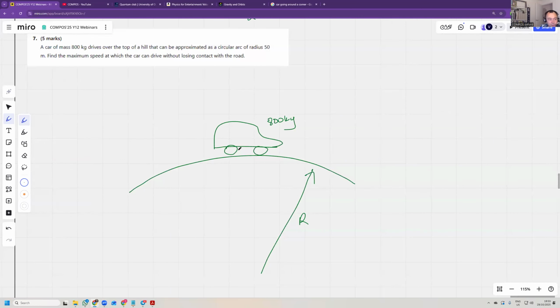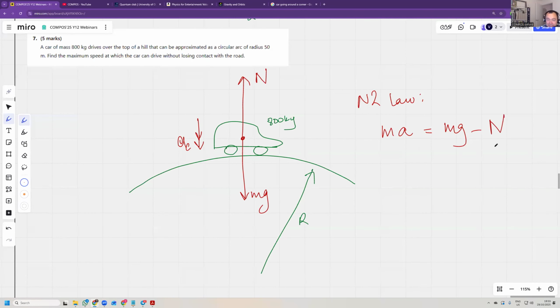Well, what do we have here? We have two forces acting on the car. There's the gravitational force acting on the car, which is mg, and the normal reaction from the road, which is pushing upwards. But because the car is moving in a circle, it's accelerating downwards. This is centripetal acceleration, and we write Newton's second law. Mass times acceleration is equal to mg minus N, since it's accelerating down. The acceleration we know is v squared over r, so mv squared over r equals mg minus N.